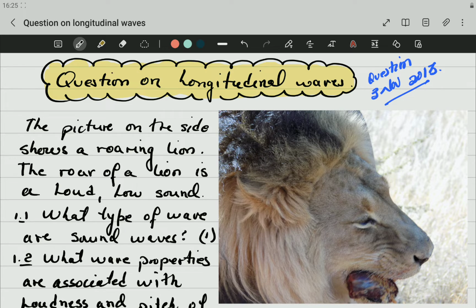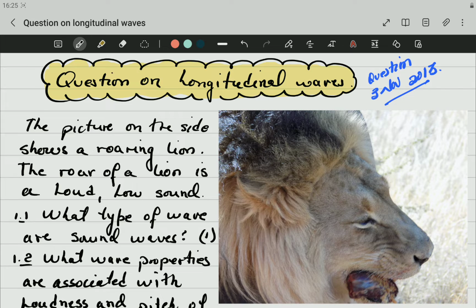This time we are going to do a question on longitudinal wave. This is also a question taken from November 2013, right? This was question 3 from November 2013 at the Northern Cape province. Now this question said the following. It has some fixing. I changed the picture. It was also a lion, but this is a picture that I took in one of my trips.